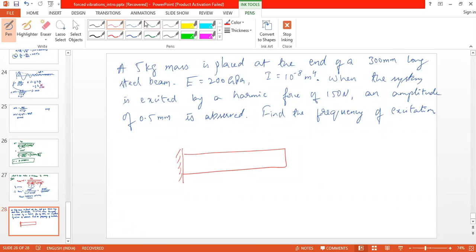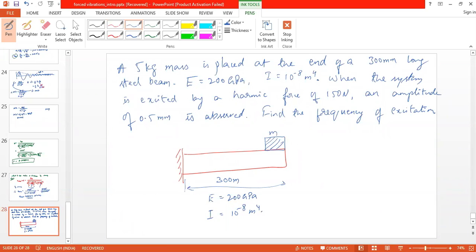Here a 5 kg mass is placed on the cantilever beam. As shown in the figure, this is the mass m, and the length of the beam is 300 mm, with Young's modulus E of 200 gigapascal and the area moment of inertia 10 power minus 8 meter to the power of 4.